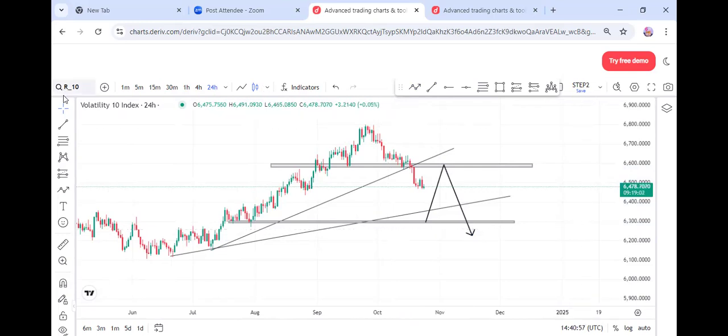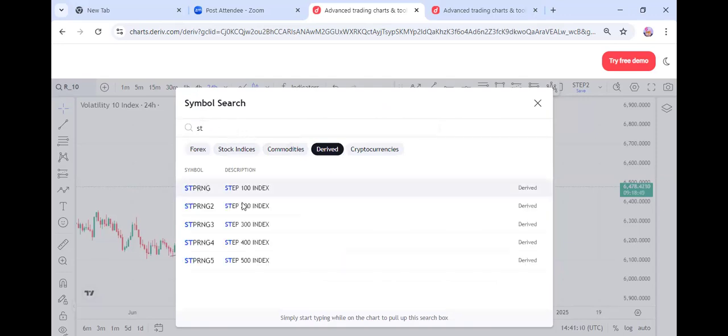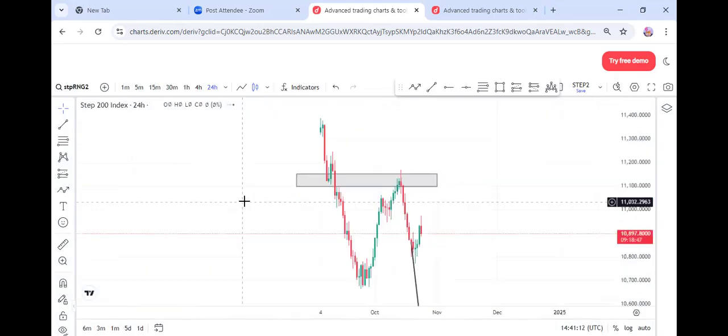Let me show you the one that actually happened. I sent a video into the group, an analysis into the group, and I said the market is going to reduce because of a head and shoulder I saw, which actually played out. Let me show you the setup right here. It is Step 200.